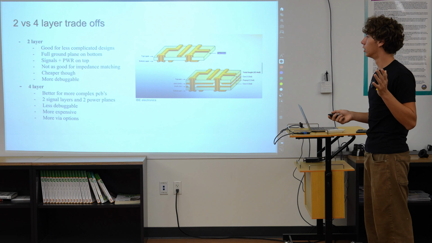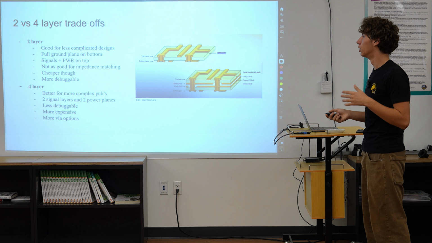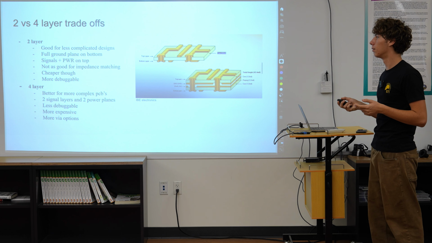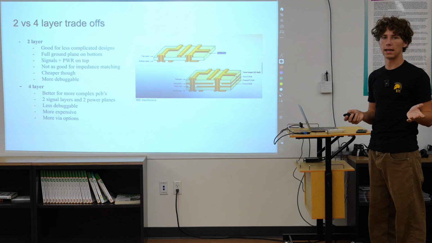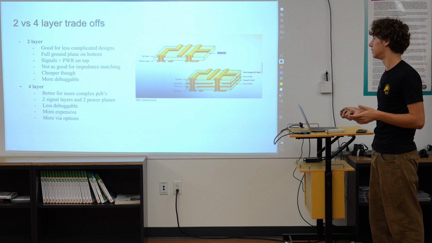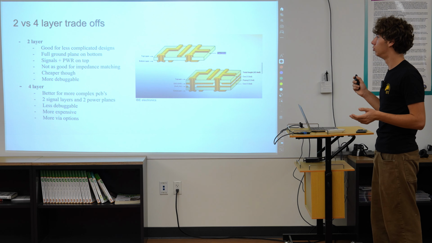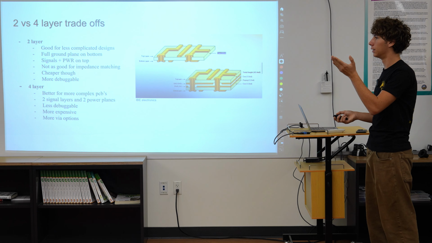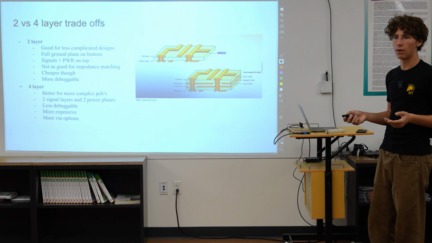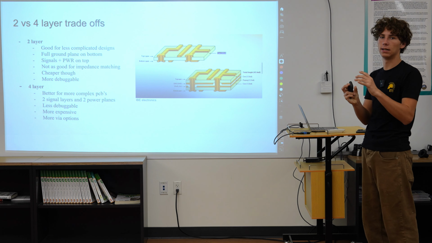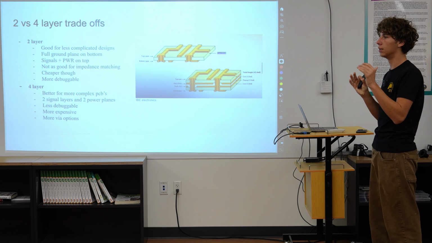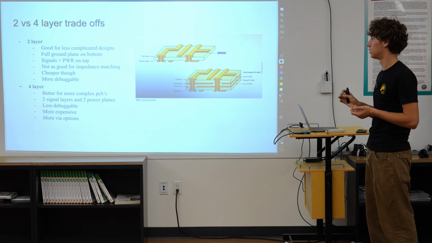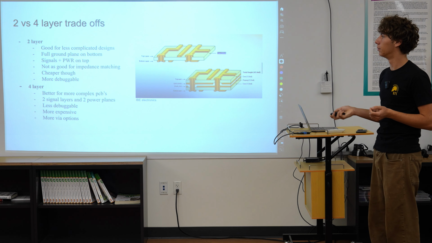Cool. So, 2 to 4 layer trade-offs. 2 layer is good for less complex designs, where you have a full ground plane at the bottom. A lot of designs can't do this, especially if you have multiple ICs, because you do a lot of routing. In the 2-layer designs I've shown previously, you didn't have to do a lot of routing. There were just a couple of independent systems, and then there was routing in between them. But if you have a ton of ICs all talking to each other on different buses and stuff like that, that's where you get into 4-layer business.